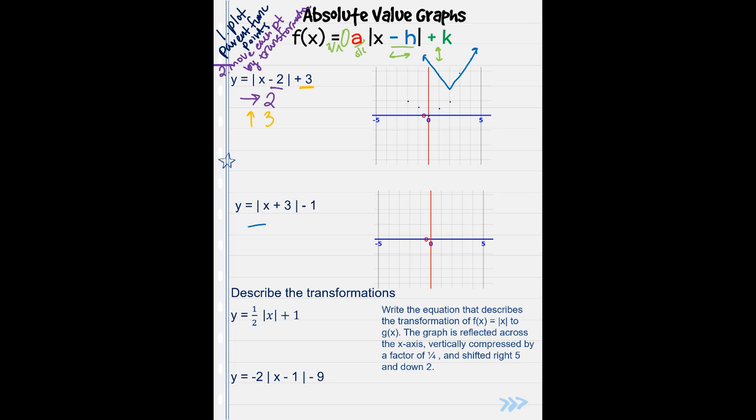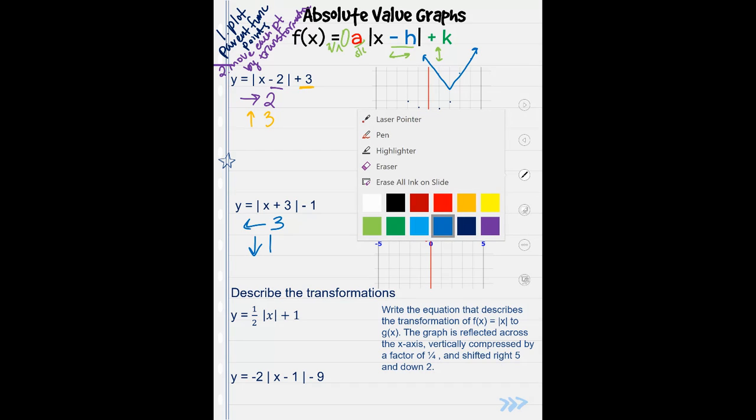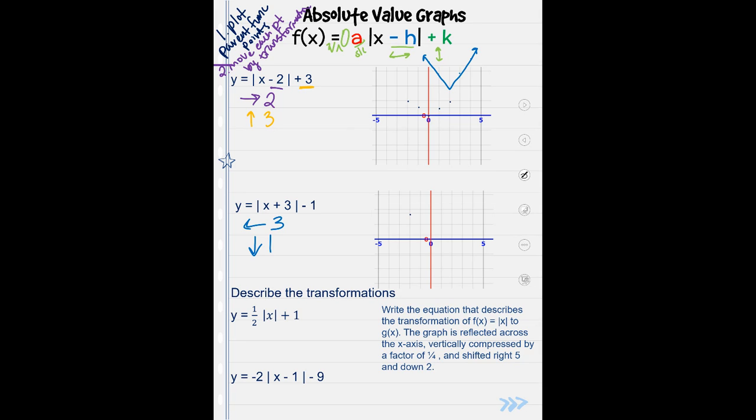It is telling us to move to the left 3 and down 1. Remember, inside lies. So let's plot our original points. Sorry, this graph, I really don't like it. Okay. So let's move each point to the left 3 and then down 1. And that's the same as that one. And then connect your dots, and you have your absolute value.